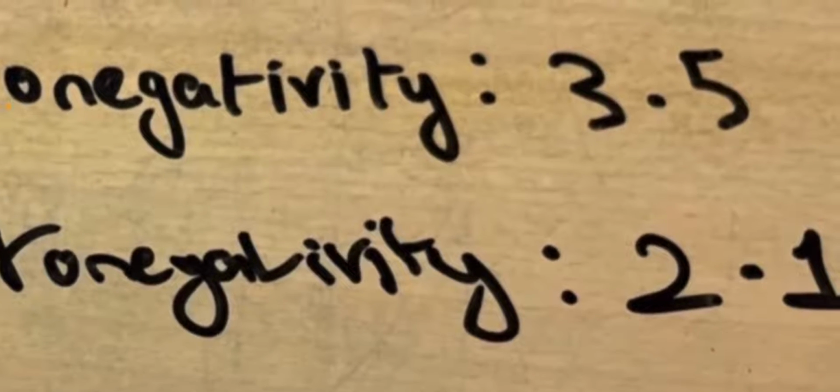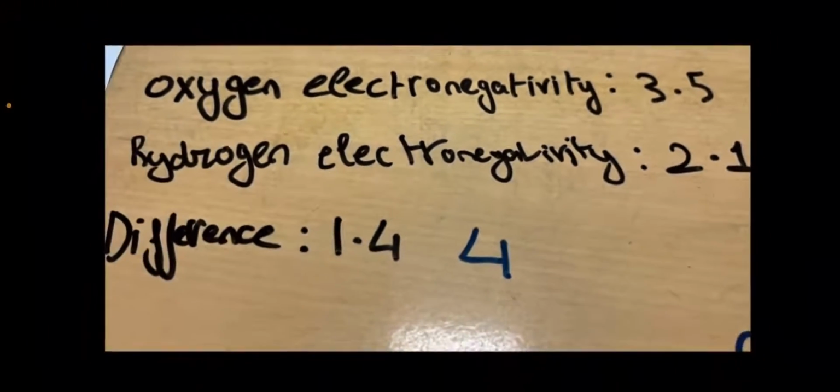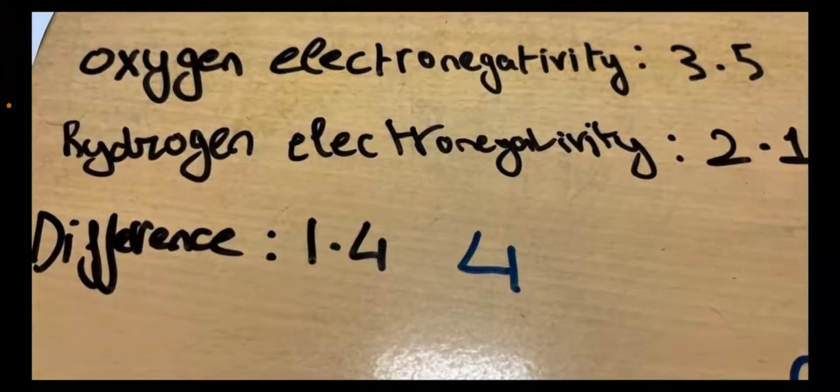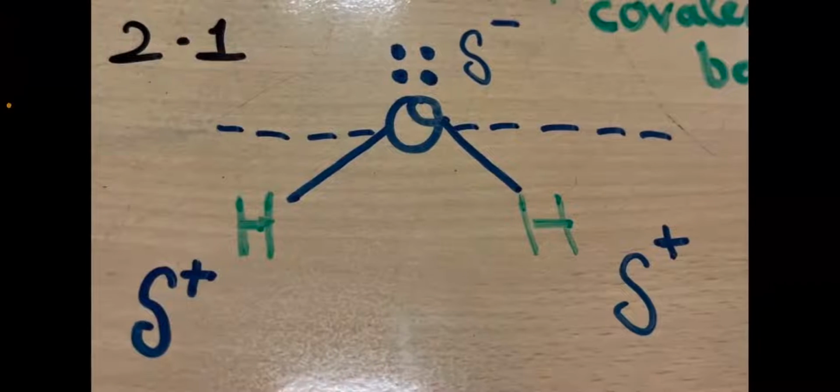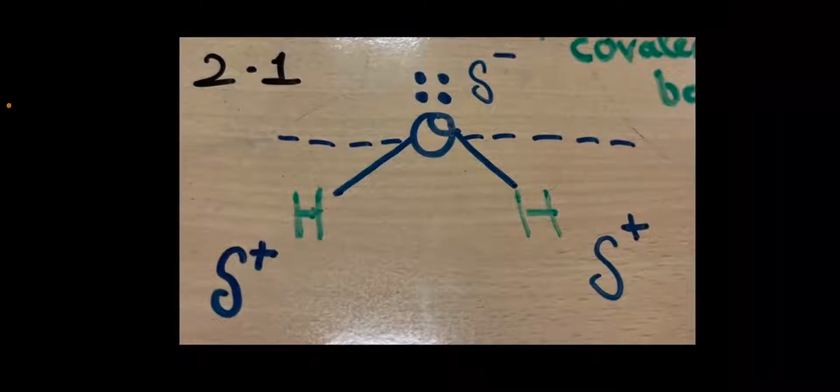Oxygen's electronegativity is 3.5, whereas hydrogen's is 2.1, which makes the total difference of electronegativity 1.4, which is evidently higher than 0.5. Hence, this molecule could be considered as polar. In other words, this bond is seen as polar because, as seen in this model, one side is slightly more positive and the other is slightly more negative, hence the δ- and the δ+.